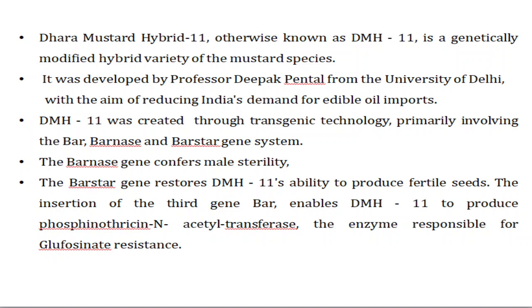Barnase will be conferring male sterility, as I had explained to you previously. Barstar will be restoring the ability to produce fertile seeds. Next is the bar gene, which is responsible for glufosinate resistance. They will be producing the enzyme called phosphinothricin N-acetyltransferase. This enzyme is responsible for providing resistance against this particular herbicidal compound.